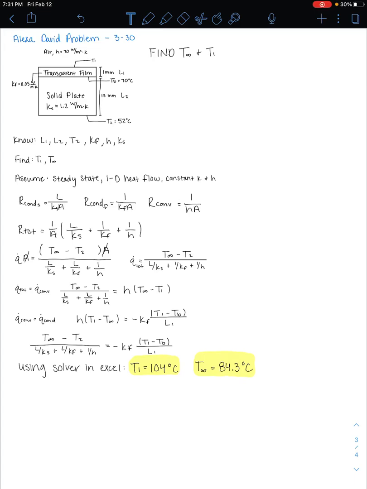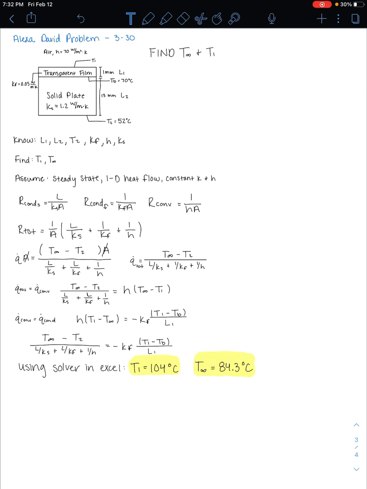I solved Alexa David's problem, which was problem 3-30, in which we were asked to find the temperature at the top of a transparent film and then the temperature of the air surrounding the film and solid plate complex. To do this, we had to know the thickness of both the film and the solid plate. We had to know the temperature at the bottom of the solid plate.